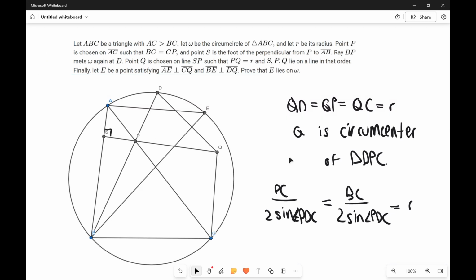Now here's where we use the fact that Q lies on line SP. Recall that SP is perpendicular to AB, as is shown here. We want to show that this perpendicular line from P to AB passes through the circumcenter of triangle PCD. Now we know that ABCD is cyclic, and we have some special properties about cyclic quadrilaterals coming into play here.